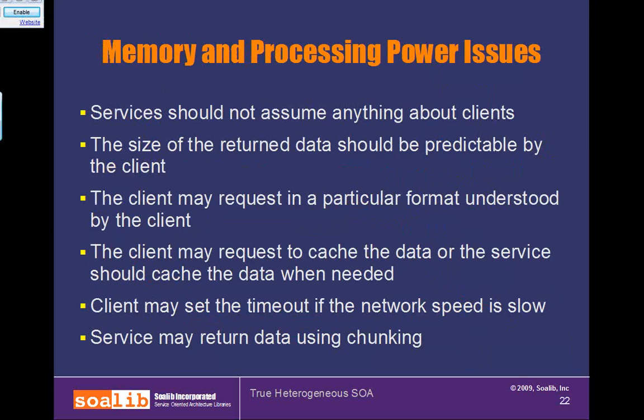So that covers the security issues, and we are going to cover memory issues and processing power issues, and then wrap up our webinar and go into the question and answer session.